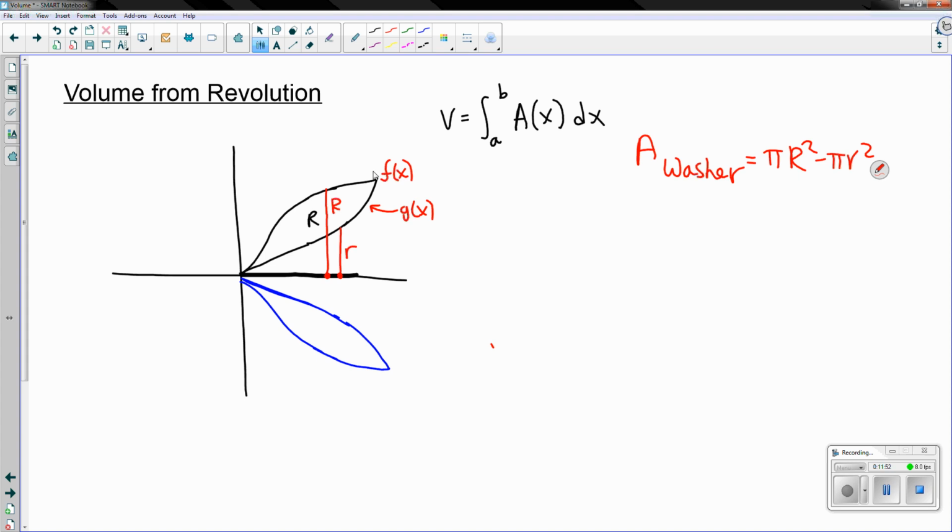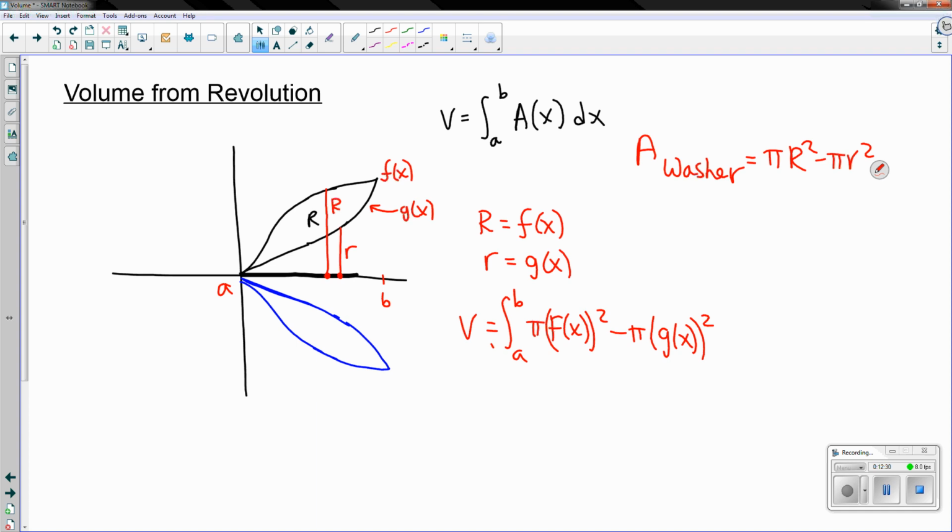And we know distance between curves is top minus bottom, so our capital R is going to be f of x minus the axis of rotation value, which, if it's the x-axis, is just 0, so we don't have to write that. If we have lowercase r, it's going to be g of x minus 0. We don't have to write that. So what we're going to ultimately integrate, if we're working from A to, say, some point B over here, is pi f of x squared minus pi g of x squared dx.